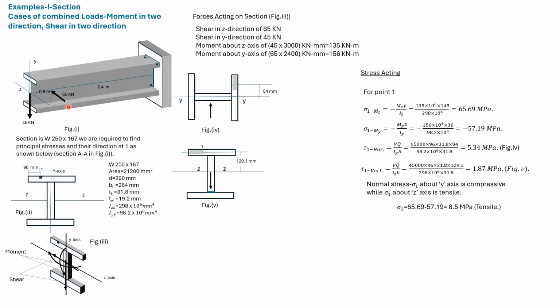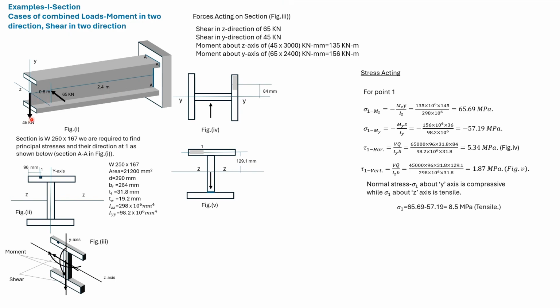Here we have an I section subjected to loads. This is the designation of the section. These are the dimensions. We are given the area, IYY and IZZ, where this is the YY axis and this is the ZZ axis. We are required to find out the stresses at the base at point 1, which is 96 millimeter from the edge.